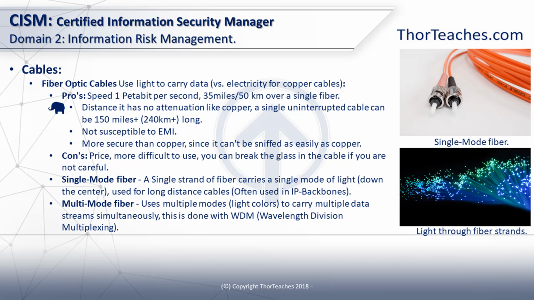What you most likely would see would be multimode fiber. Multimode fiber uses different light colors to carry multiple data streams simultaneously. And we do this using wavelength division multiplexing, where the different modes, the different colors of light, are sent and then received as a unique data stream.